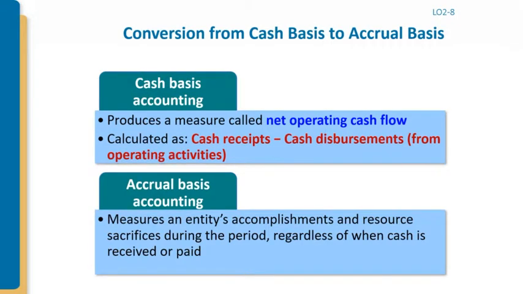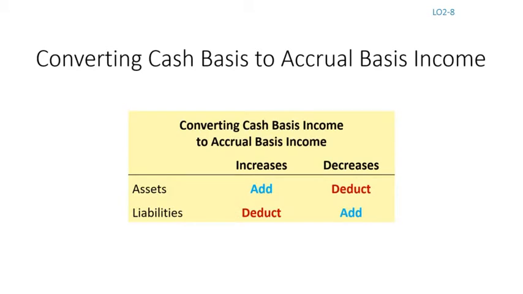So we need to convert the cash basis into the accrual basis. Cash basis accounting produces a measure called net operating cash flow, calculated as cash receipts minus cash disbursements. Accrual basis measures an entity's accomplishments and resource sacrifice during the period, regardless of when cash is received or paid. Okay, and how do we convert cash basis to accrual basis, and what to do?